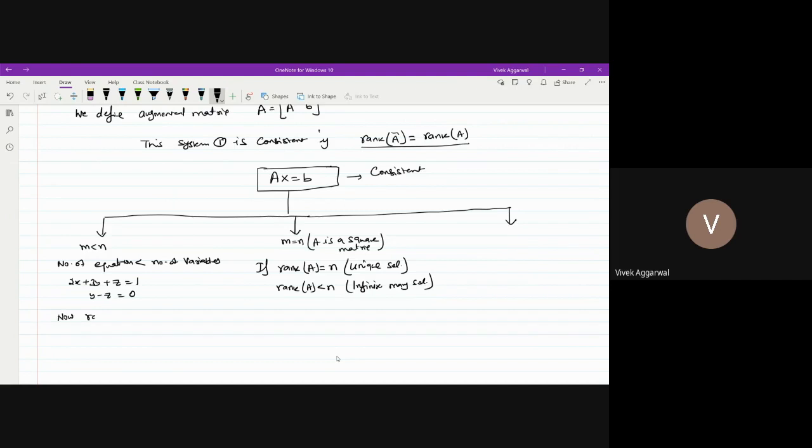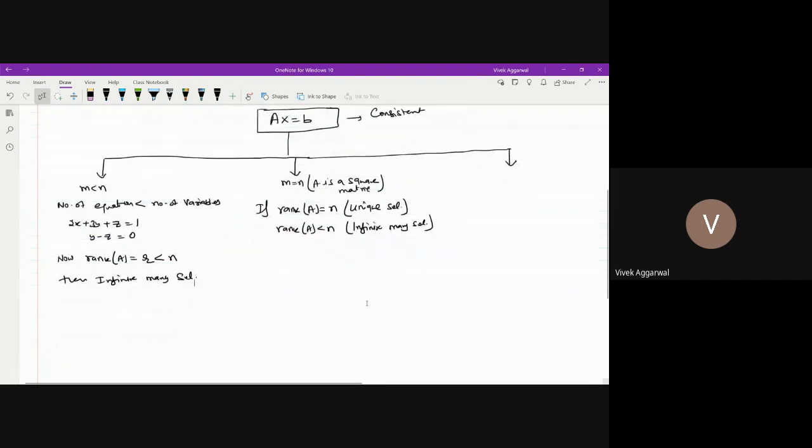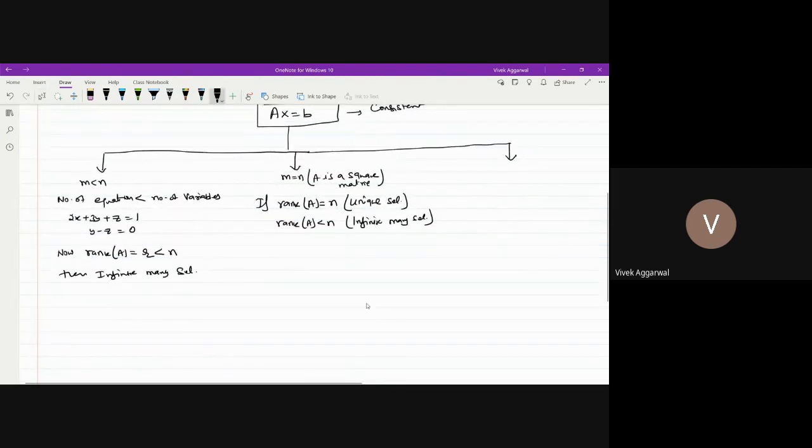Now let the rank of the matrix be r, and the number of variables be n. So if r is less than n, then anyway we are going to have infinitely many solutions. Always we are going to have infinitely many solutions because r is always less than n. And how can we find these infinitely many solutions? Because the rank is r, we need to choose n minus r free variables.